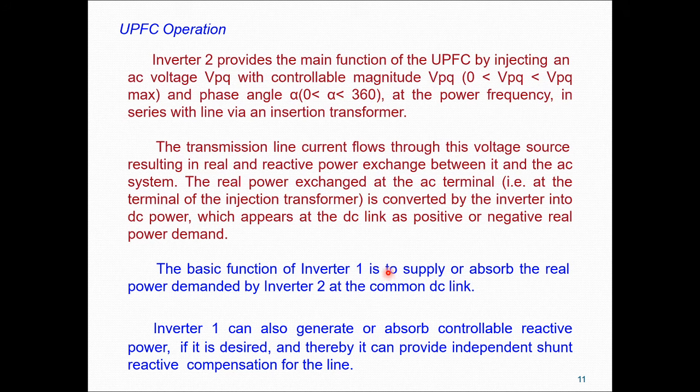This is the overall UPFC operation. The basic function is that two inverters will be there. One side is STATCOM, the second side is triple C. The function of inverter 1 is to supply or absorb the real power demanded by inverter 2 at the common DC link. Inverter 1 can also generate or absorb controllable reactive power if desired, and thereby it can provide independent shunt reactive power compensation for the line.